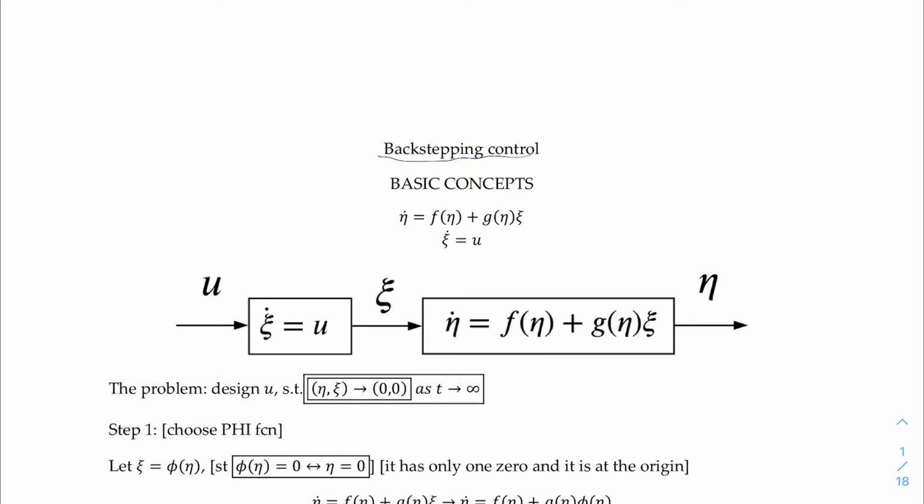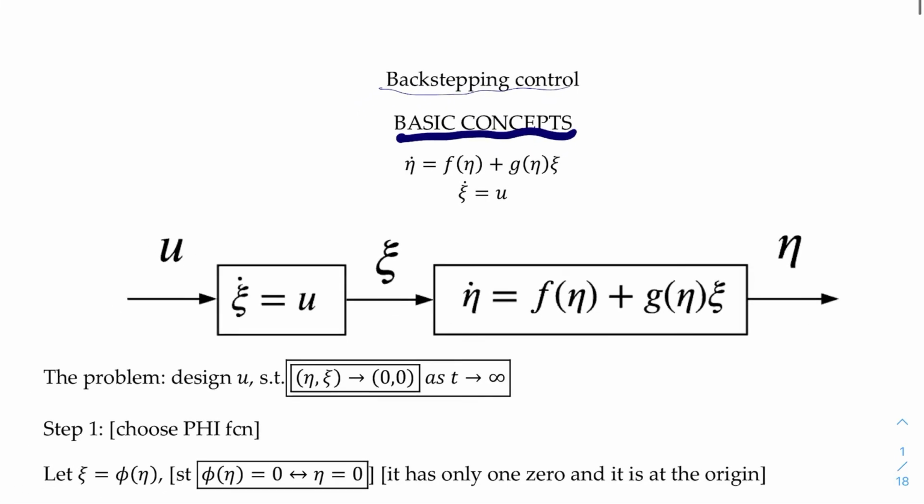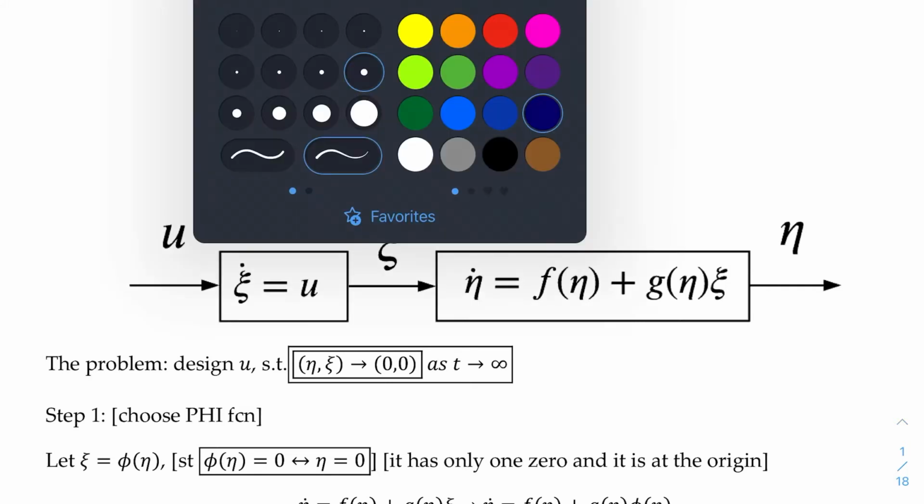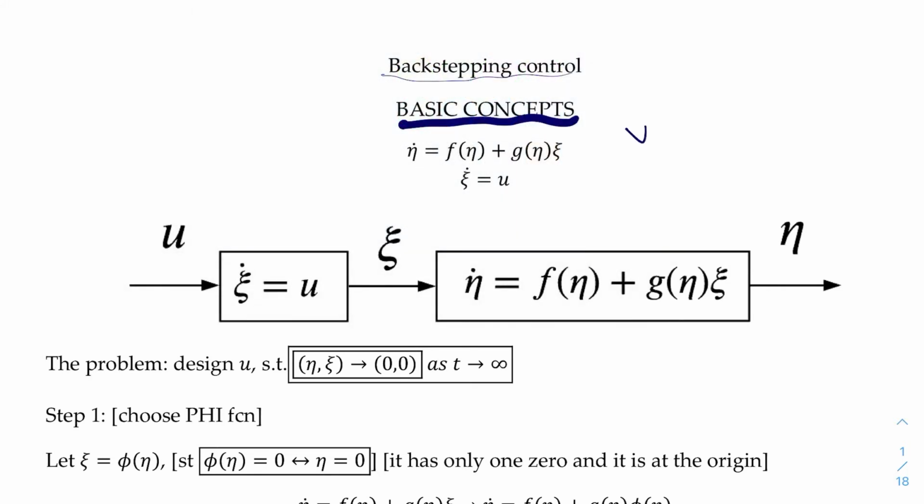Okay, and basic concepts, we are going to talk about basic concepts. First of all, let's consider this system. Here there are 2 states, eta and xi, right? Eta and xi, and u is our control input.